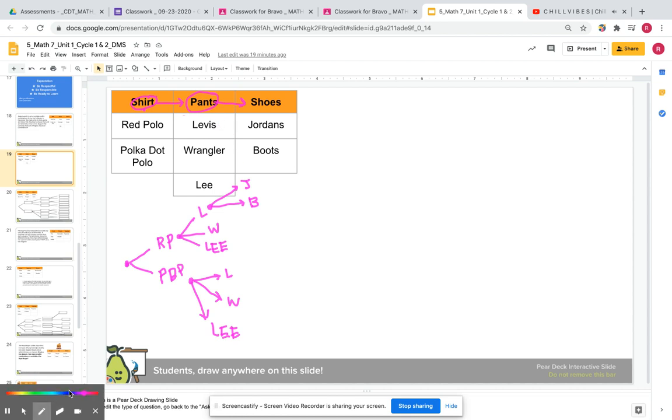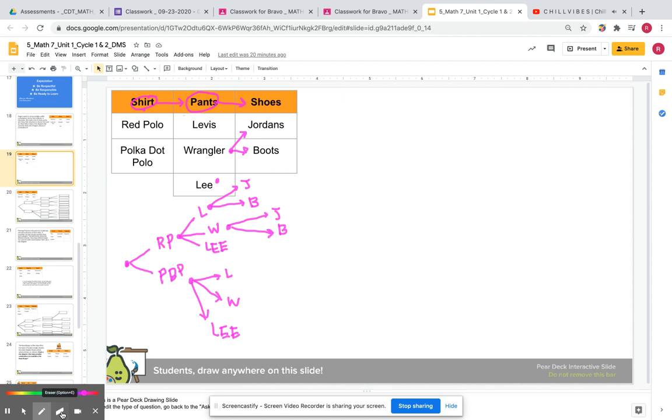So my question to you guys again is, how many options do you have combining your Wrangler jeans with the shoes? How many options can you combine it with for the shoes? I hope you're able to recognize that you can combine it with two types of shoes. Very similar to the Levi's jean, we can create two branches because we have two options of combinations. The Wrangler jean can be combined with Jordans and boots. We repeat the same thing for the Lee pants.